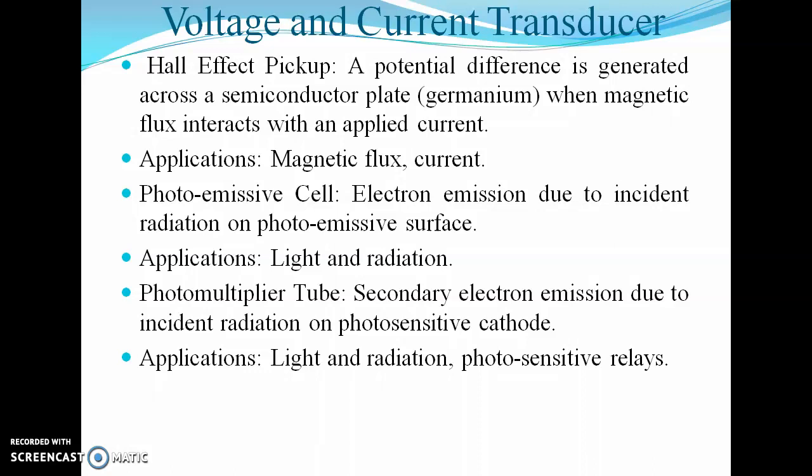Then photo emission cell, electron emission due to incident radiation on the photoemissive surface. Application: to measure light and radiation. Then photomultiplier tube, secondary electron emission due to incident radiation on the photosensitive cathode. Application: to measure light and radiation, or photosensitive relays.